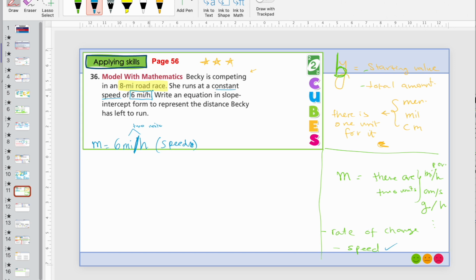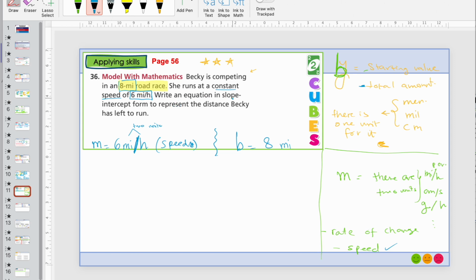What about the 8 miles? It's the total amount she's going to have to run, which is the 8 miles. So since it's the total amount and it has only 1 unit, then it's what? It's the b, the y-intercept.